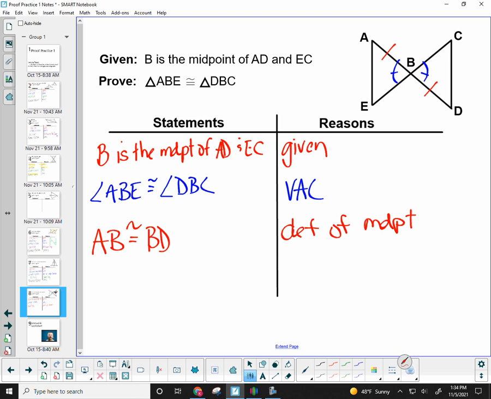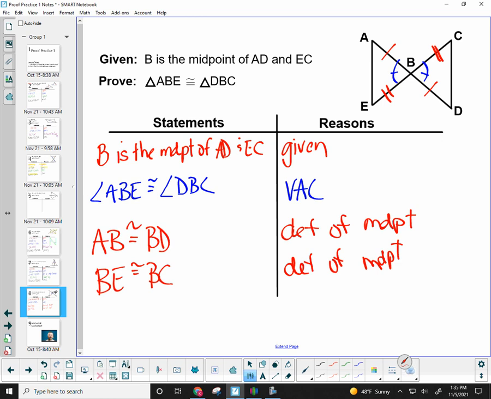Okay, anything else? So BE and BC. Okay, so BE is congruent to BC because, again, of definition of midpoint. Those 2 lines, you can write them as 2 individual lines, or you can write them all as 1 line. It doesn't really matter. Everybody does it a little bit differently. One way is not right and one way is not wrong.